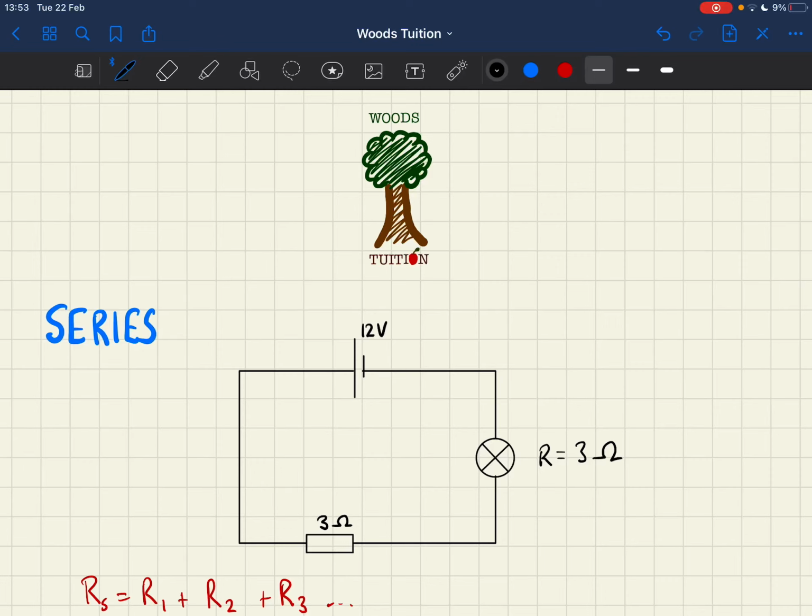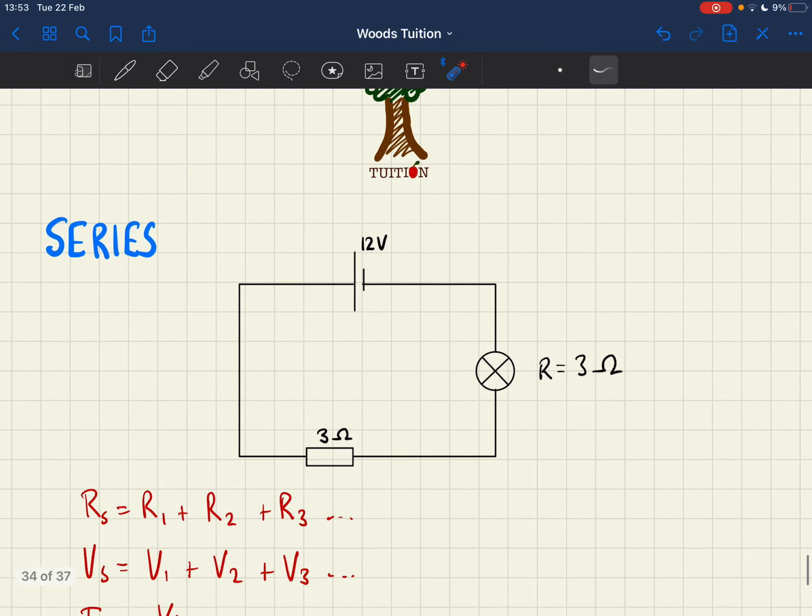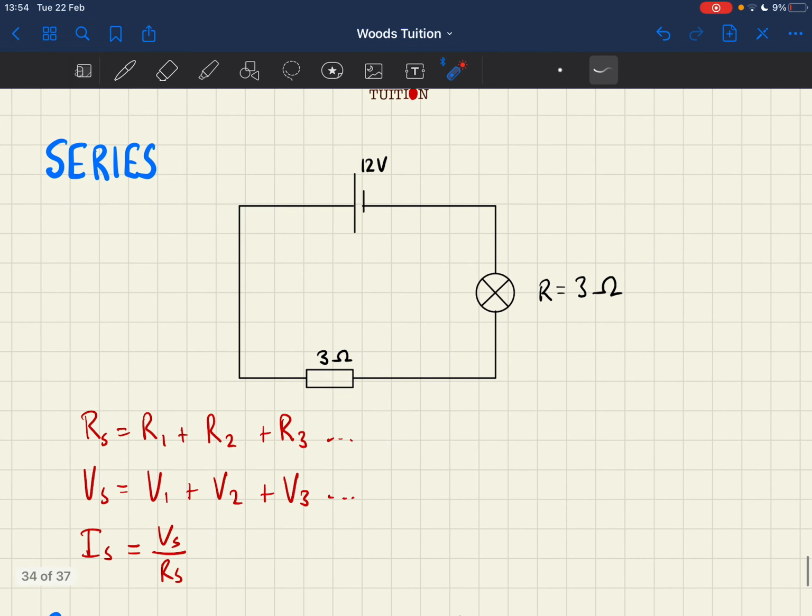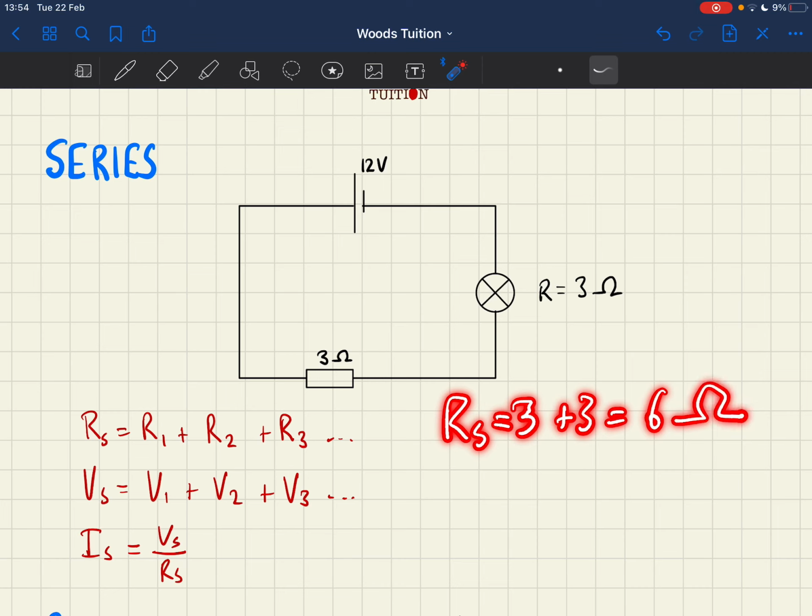Hello, so we're going to talk a bit about series and parallel circuits. A series circuit is one that goes in a continuous loop the whole way around. In series, the total resistance will be equal to the sum of the resistance of each component. So if the resistance of this bulb here is 3 ohms and this resistor is 3 ohms, then the total resistance is going to be 3 plus 3, which is 6 ohms.